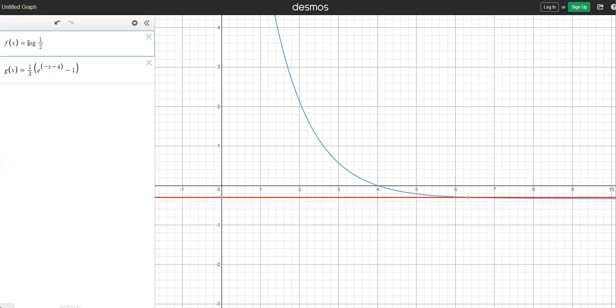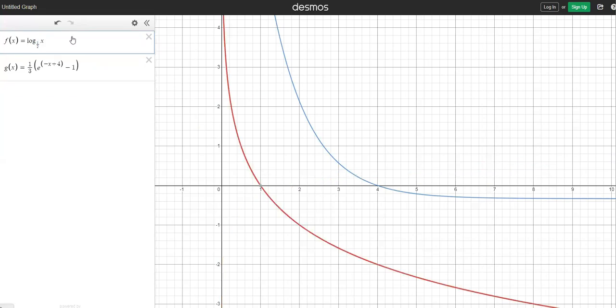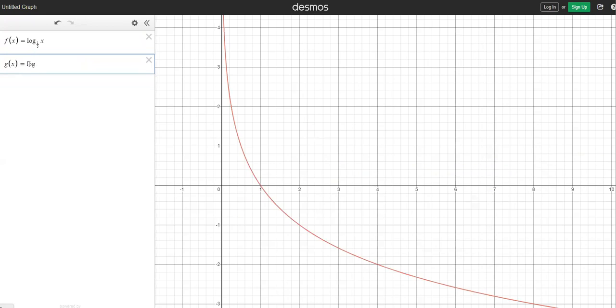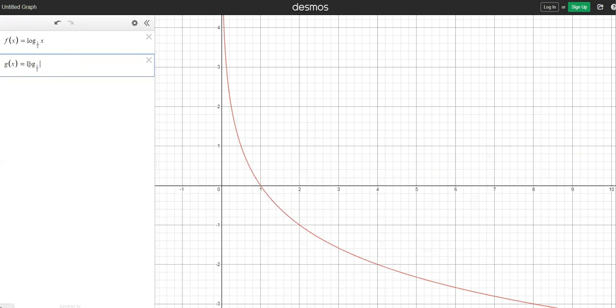Log base 1/2 of x. So let me put this into the subscript. All right, log base 1/2 of x, and then the other one is log base 1/2 of x. So I've got both of these functions to start off. Blue and red are the exact same thing.